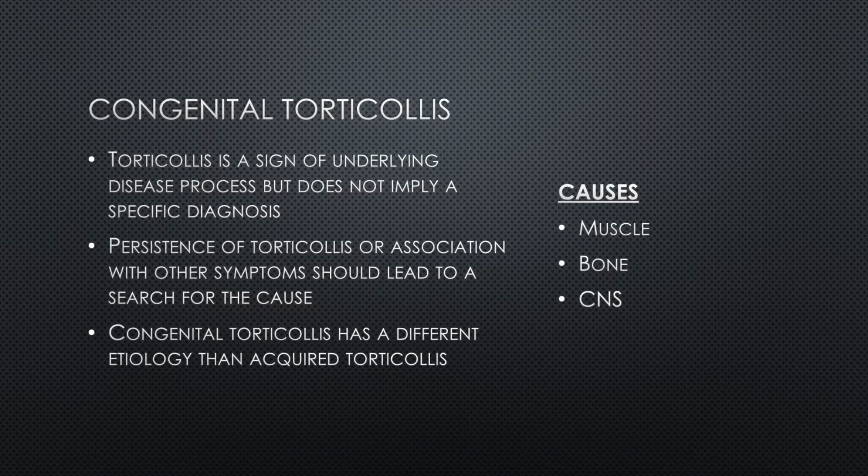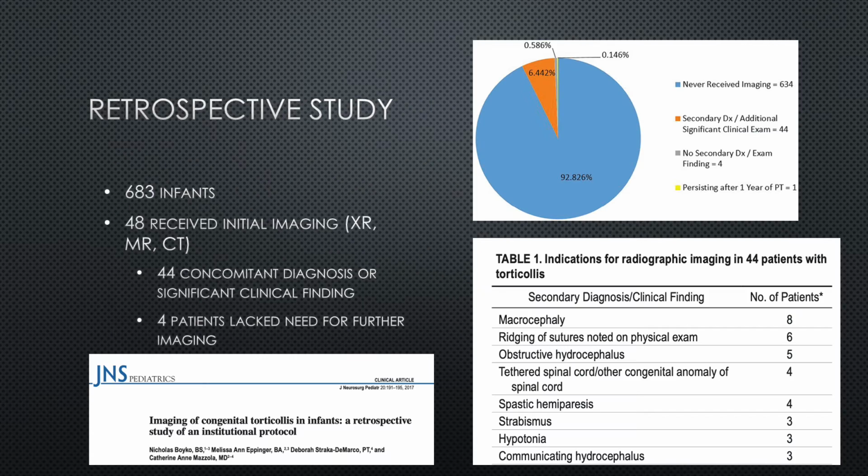You can have muscle, bone, CNS causes. We'll discuss the most common ones. The other thing to remember is congenital torticollis has a different etiology than acquired torticollis. Here's an interesting retrospective study that looked back at patients with indications for congenital torticollis. And what's interesting is the majority did not need imaging. So here, about 93% never needed imaging. And very few persisted after 1 year. So majority actually do resolve.